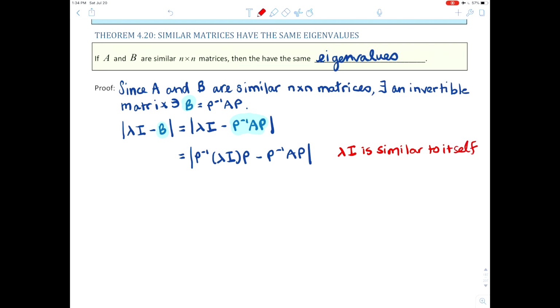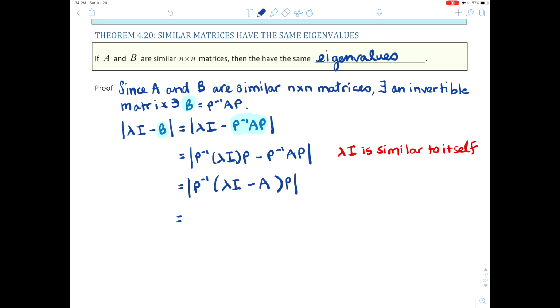Cool? All right, so next up, well, what do you think? If we're a little bit creative here with our factoring, so if we were to look at factoring out a P inverse on the left and a P on the right, what would we end up with here? Well, we'd have lambda I, and then minus A. Wow, look at that. So, actually, let me make this closer. I didn't need so much room.